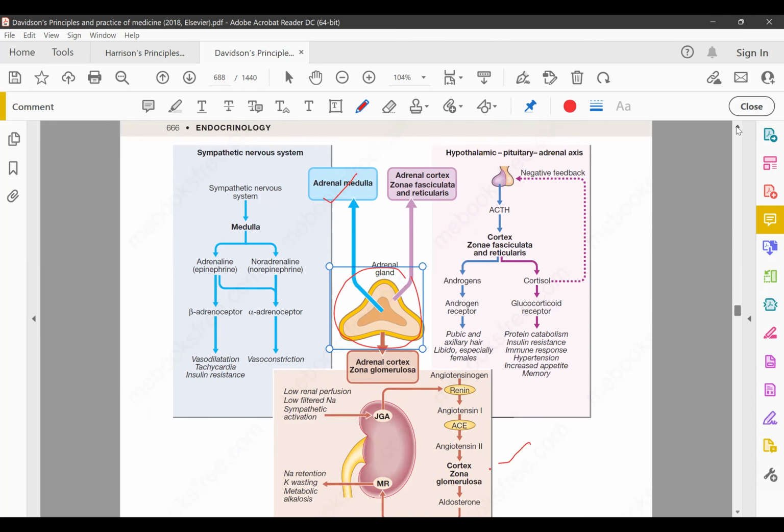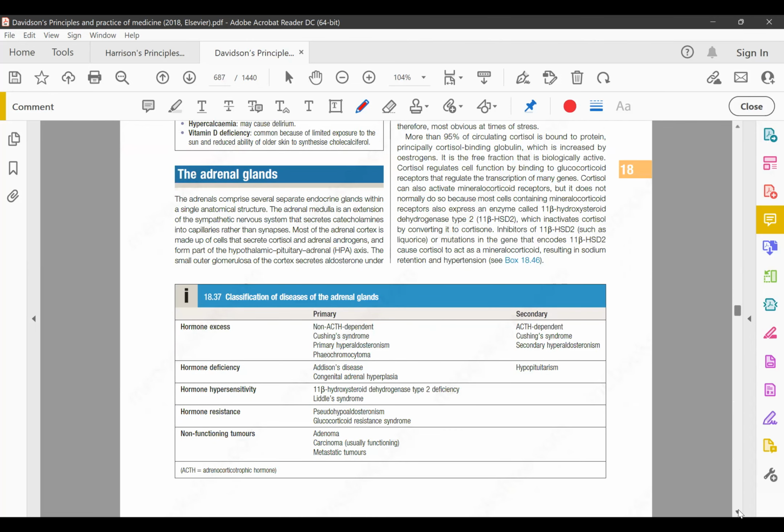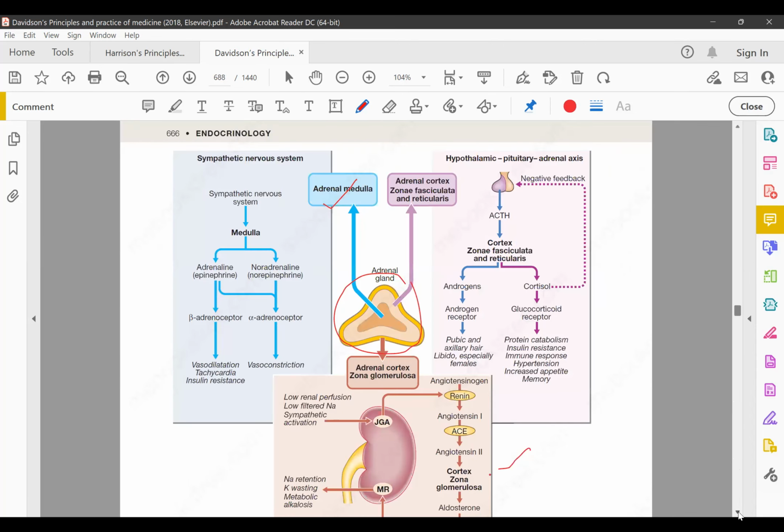And then when you come to this side, zona glomerulosa, fasciculata, and reticularis. The fasciculata is the purple color, and the reticularis is the blue color, which is about the androgen receptors and all the secondary sex characters and libido. And the zona fasciculata cortex, the cortisol, glucocorticoid receptors, and all the protein catabolism, insulin resistance, negative feedback to the pituitary and the hypothalamus, controlled by the ACTH. Okay.